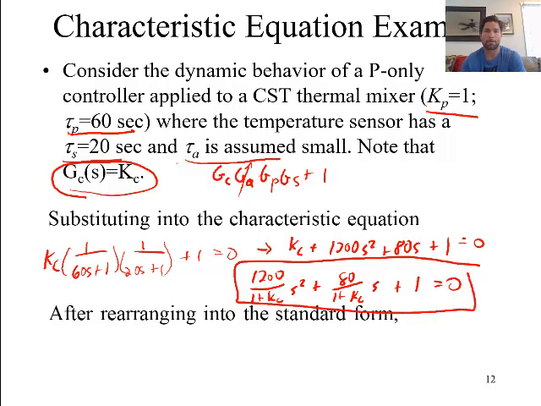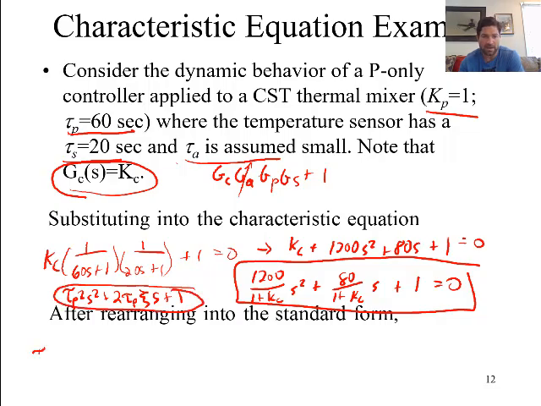So again, I can assess the general stability from this characteristic. What I know is that the general form for a second order process is tau p squared s squared plus 2 tau p zeta s plus 1. This is the standard form for second order, so I'm going to use that form to look at this.